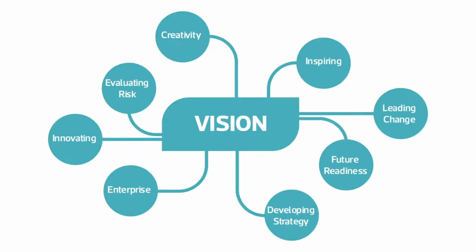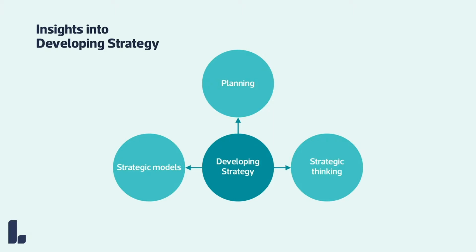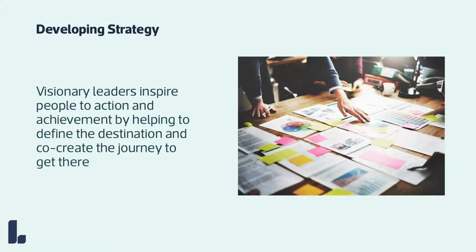This video introduces developing strategy, part of the dimension of vision. So I'll be looking at developing strategy, focusing on 3 parts of that: the strategic planning process, the sorts of models that you might use in order to help and assist you in developing your plans, and then what we mean when we talk about strategic thinking.